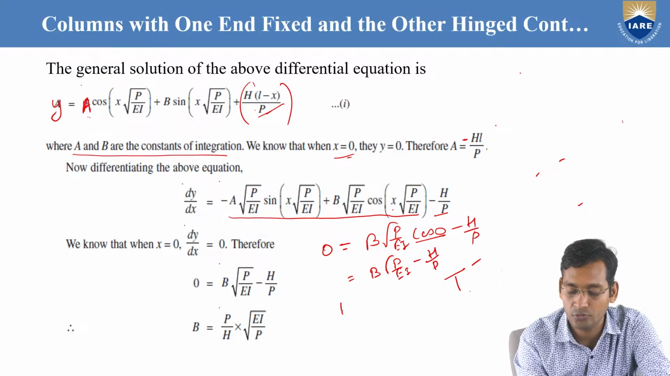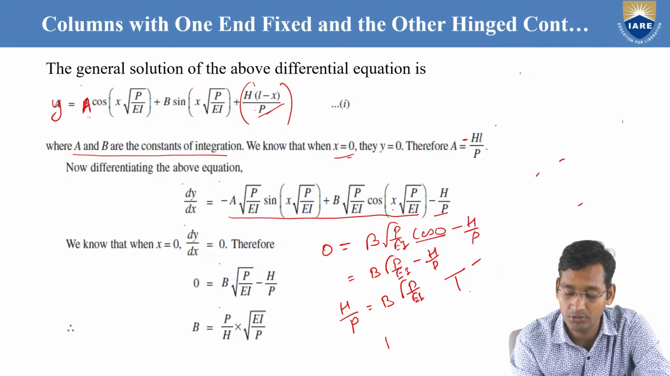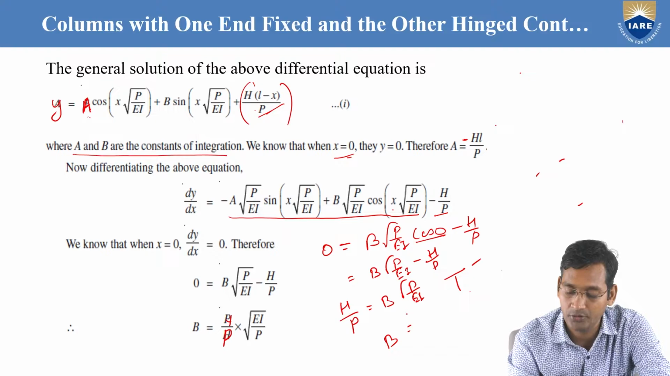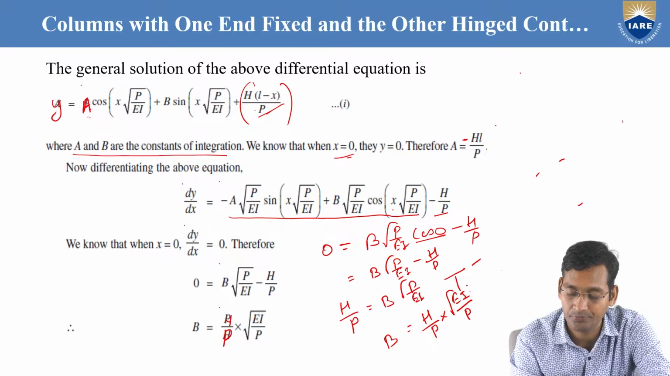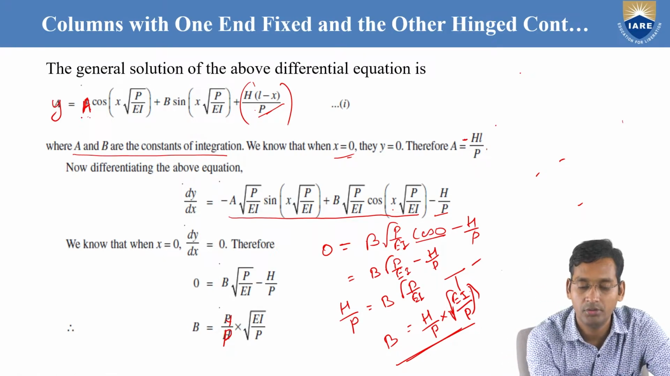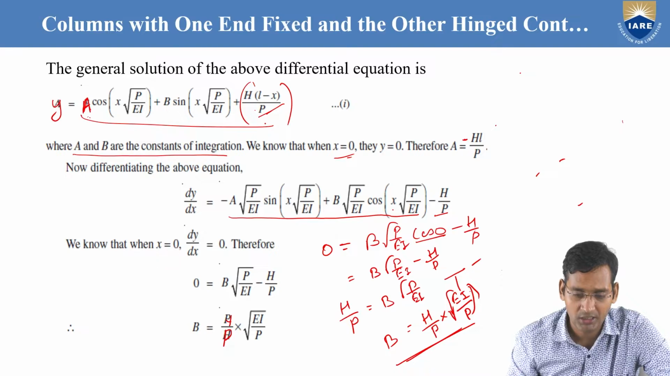Take this to the other side, so h by p equals b root p by EI. What we have to find is b. So b equals h by p into the reciprocal of that, root EI by p. So this will be the value of b. Now we have a and b. Substitute here.